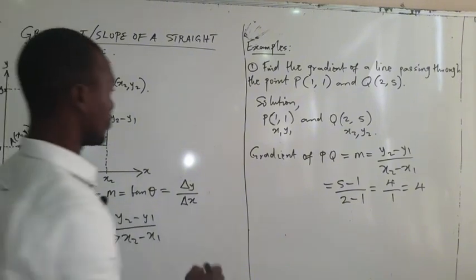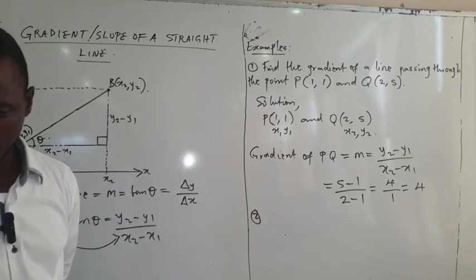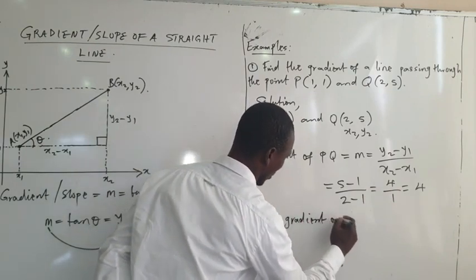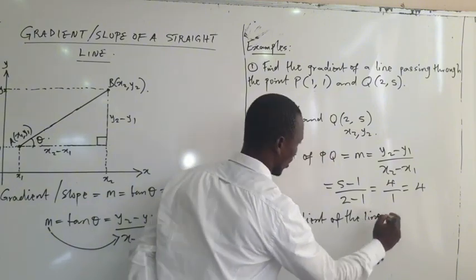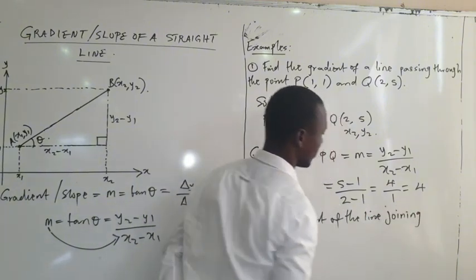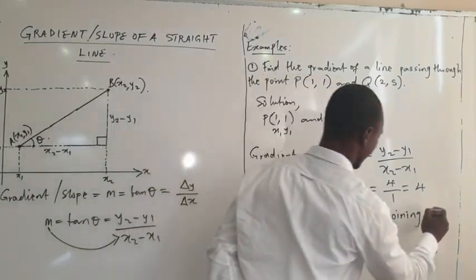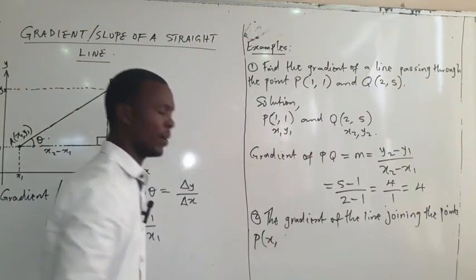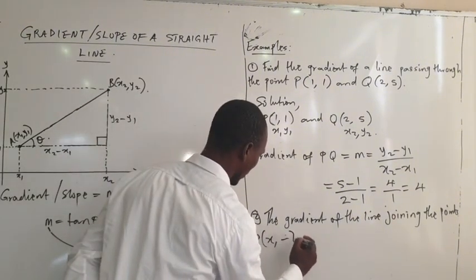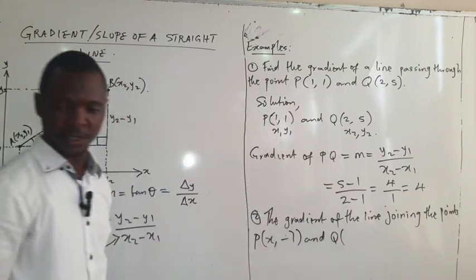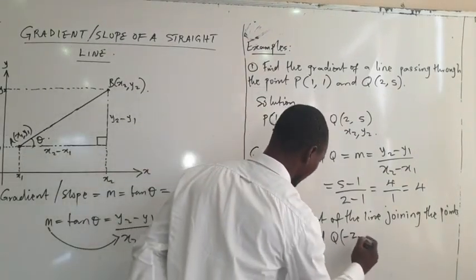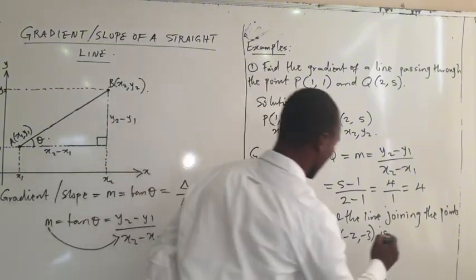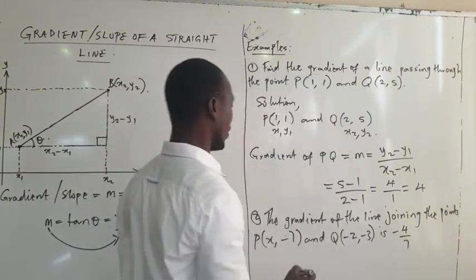Then the second question says, number 2, the gradient of the line joining the point P of coordinate x, comma minus 7 and Q of coordinate minus 2, comma minus 3 is minus 4 over 7. So find the value of x.